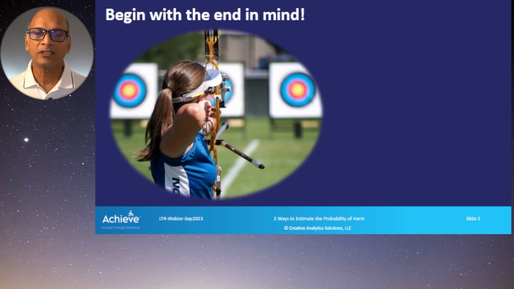Okay, so with that, our focus today is going to be learning about two different ways of estimating the probability of harm. I like to start with the end in mind. What I mean is that we should understand the reason why we are doing this. Of course, most of you will say we are required to estimate risk, and part of the estimation involves estimating the probability of harm. Yes, that is all in clause 5.5.